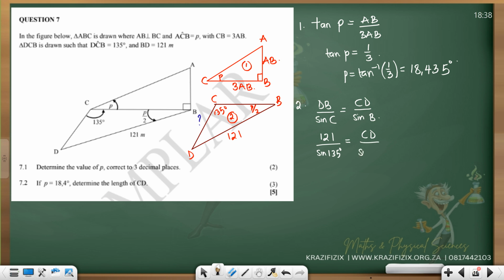What is sine B? P, which is 18.435. They said we should use 18.4, right? Can you do the math for me and get me CD? Do the math for me and get me CD.